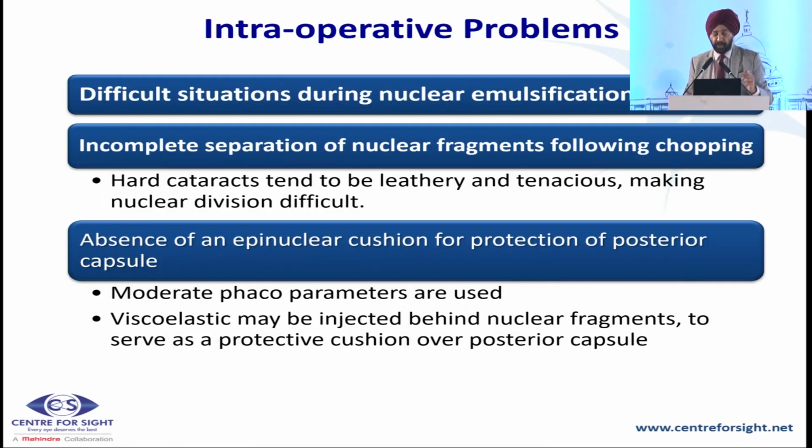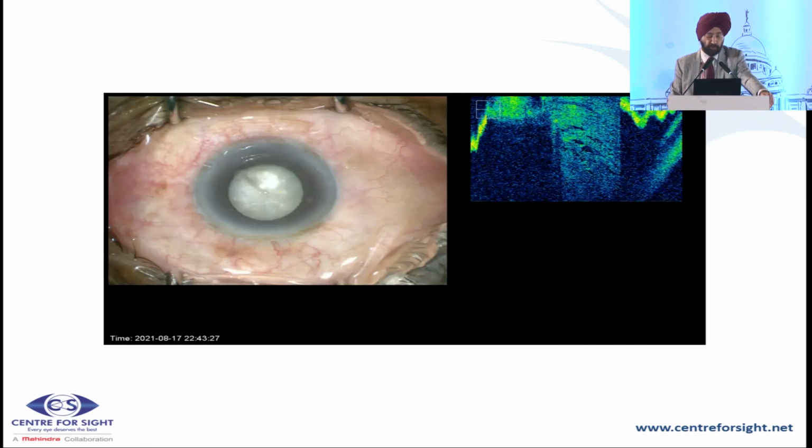nucleus. Now, intraoperative problems, difficult situations during nuclear emulsification, include incomplete separation. If you do not separate the fragments completely, they will keep sticking, and that is the time you have PCRs, because it's just the thin back part of the nucleus which you are going to do. Another important thing is that there is no epinuclear cushion for the protection of the posterior capsule.